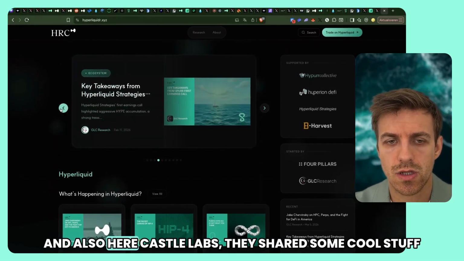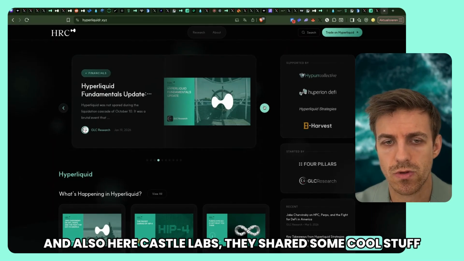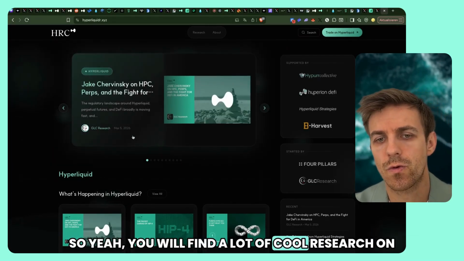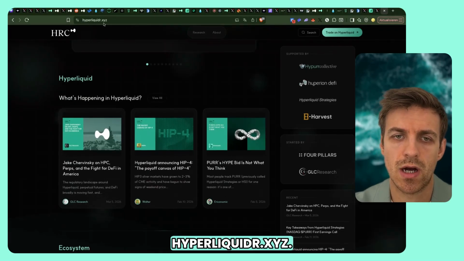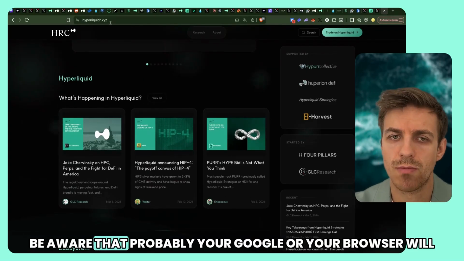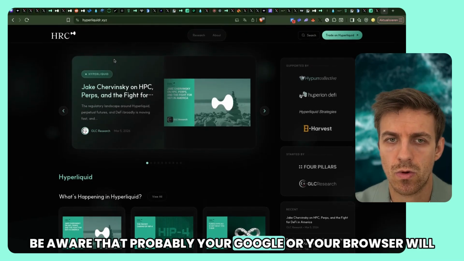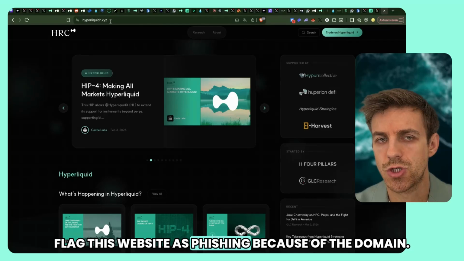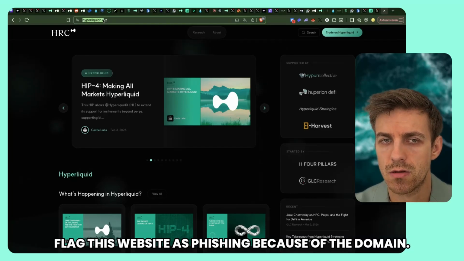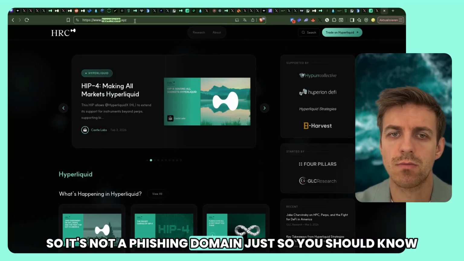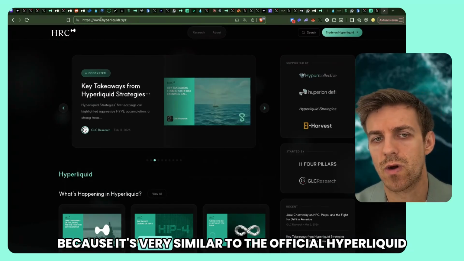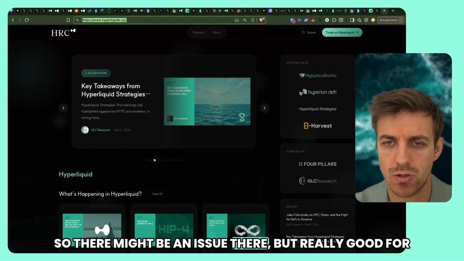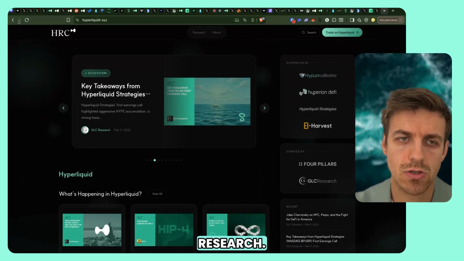And also here, Castle Labs, they shared some cool stuff as well. So yeah, you will find a lot of cool research on Hyperliquid R.xyz. Be aware that probably your Google or your browser will flag this website as phishing because of the domain. It's not a phishing domain, just so you should know, because it's very similar to the official Hyperliquid website. So there might be an issue there, but really good for research.